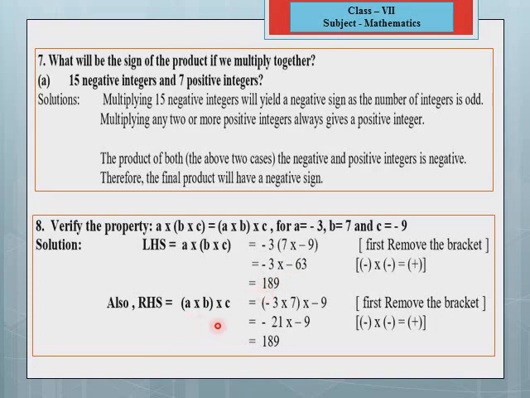Now the right hand side, minus 3 into 7. You will get minus 21. Minus 21 into minus 9, you will get 189.